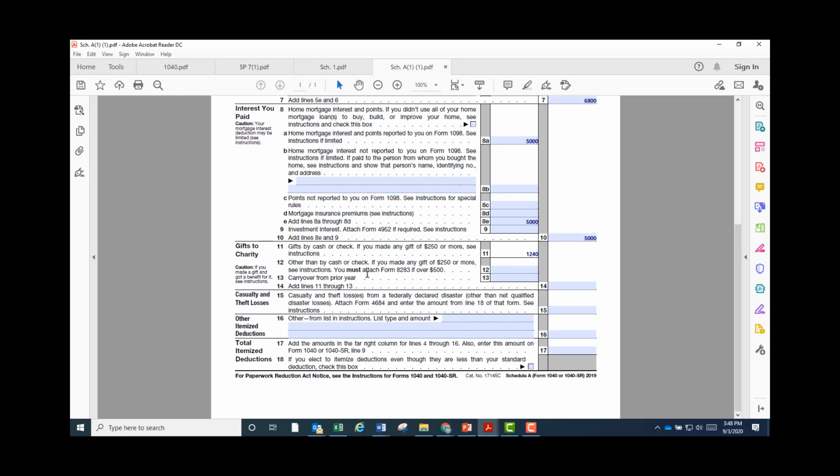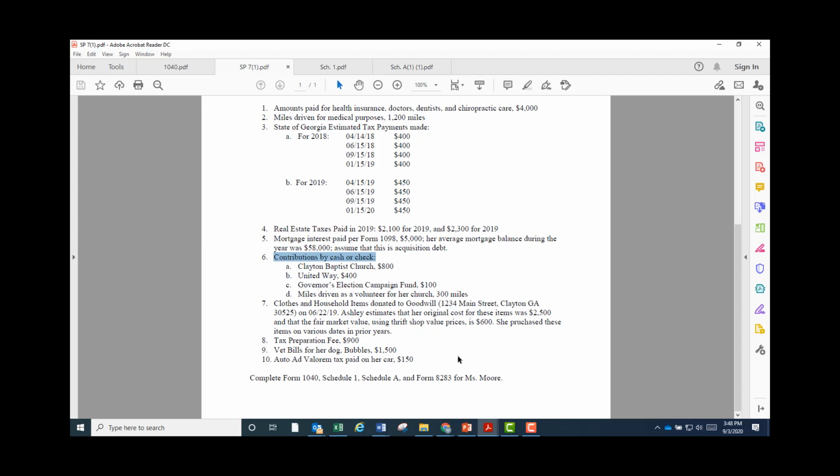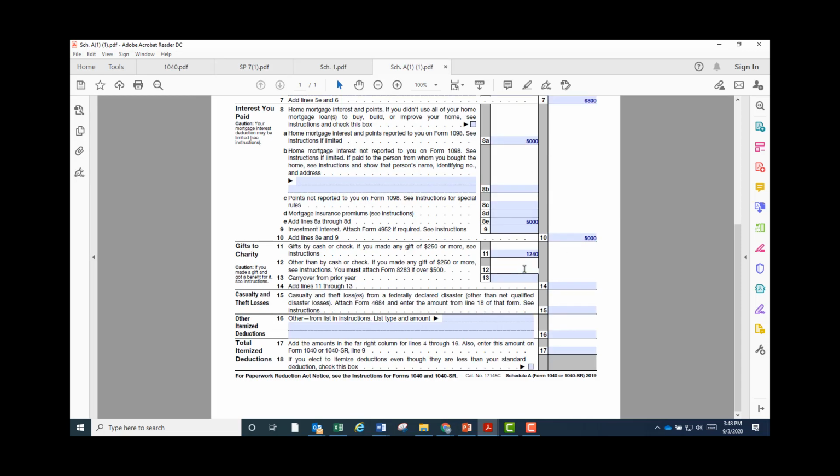1,240. How about for line 12? Go back to the sample problem and see. That relates to line 7 here. Clothes and household items donated to Goodwill. And $600 worth. Some type of document was provided by Goodwill. So 600 is reported here. Then the total gifts to charity is 1,840. What about the next category of itemized deduction?